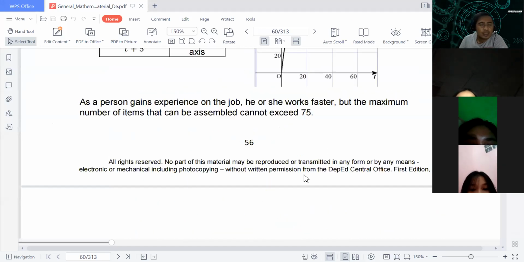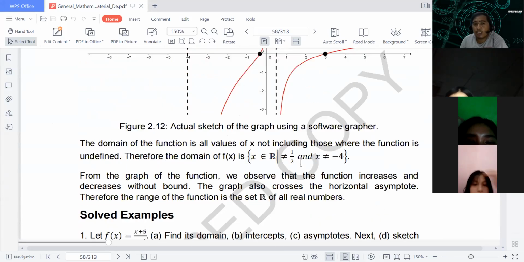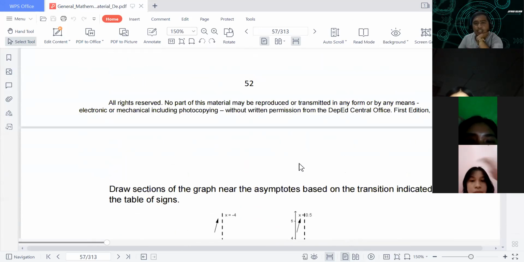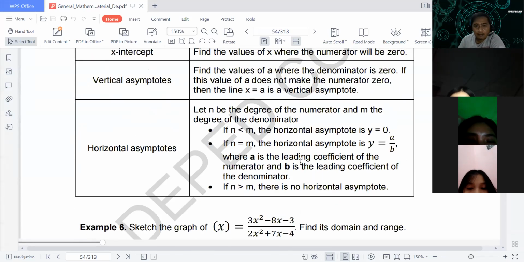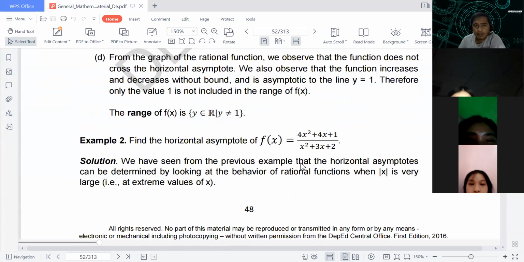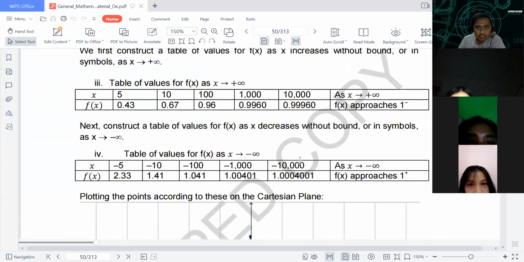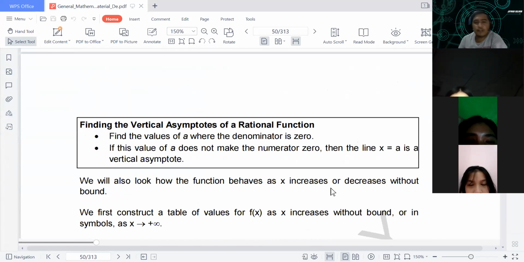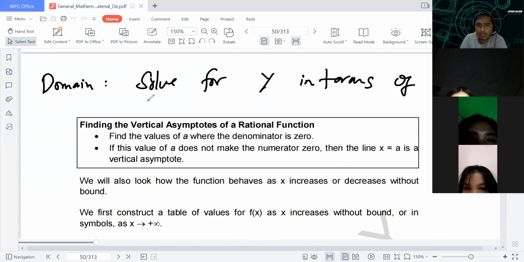Yes, sir. Okay, good. So how about the asymptotes? Let's continue with the vertical asymptote. In the vertical asymptote, class, the procedure is the same as in finding the domain. In the vertical asymptote, you just solve for y in terms of x. Okay? For the vertical asymptote, where is that? It's a vertical asymptote, yes, here. In looking for the vertical asymptote, it's the same procedure as in finding your domain. Okay? You solve for y in terms of x.